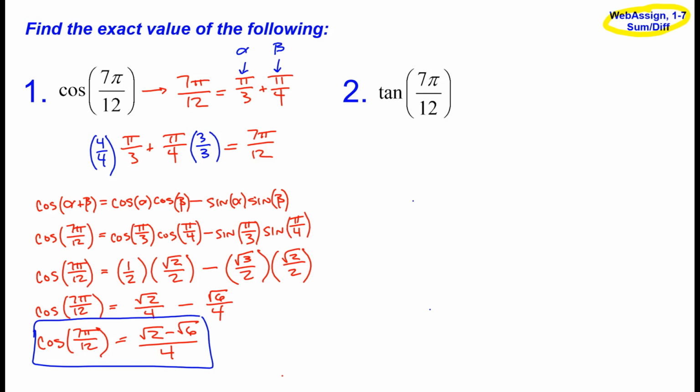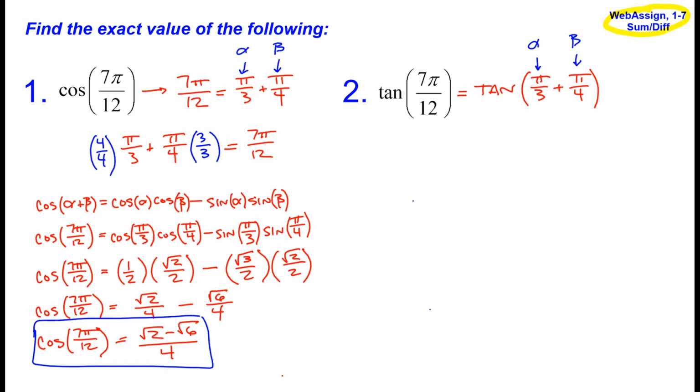Now we're going to look at tangent of 7 pi over 12. Well, fortunately, I already know 7 pi over 12 is equal to pi over 3 plus pi over 4, and I know that from the previous problem. So I'm going to stick with my assignment here of alpha to be pi over 3 and beta will be pi over 4.